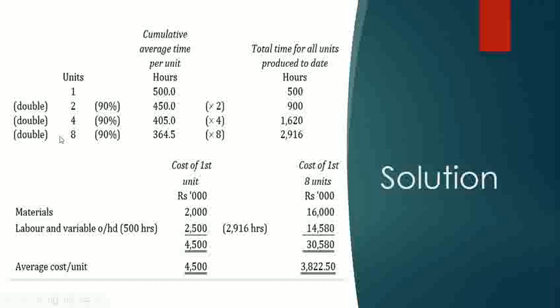So here you can see we can apply the tabular approach. Here cumulative average time requirement 500 hours, 450, 405, 364. Right. Here total time consumption they have computed. We can multiply the average time by number of outputs, then we can find the total time requirement.